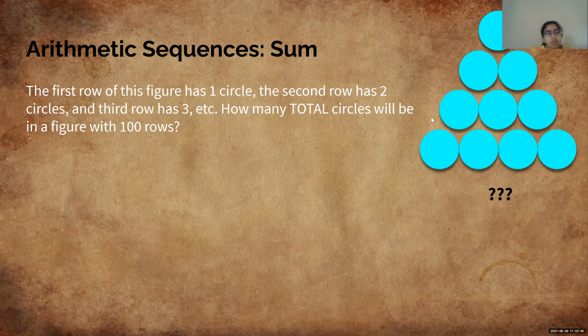So everybody solve this. Basically what we're doing is finding the sum of an arithmetic sequence which has a common difference of 1, a first term of 1, a last term of 100, and 100 terms. So how many total circles would be solved by calculating? I have 2 answers so far.